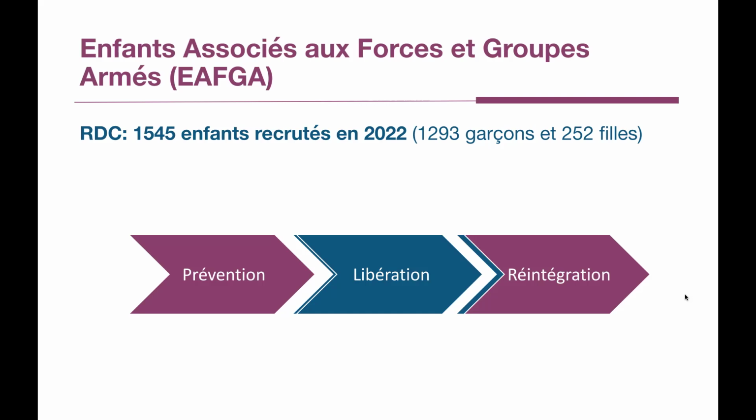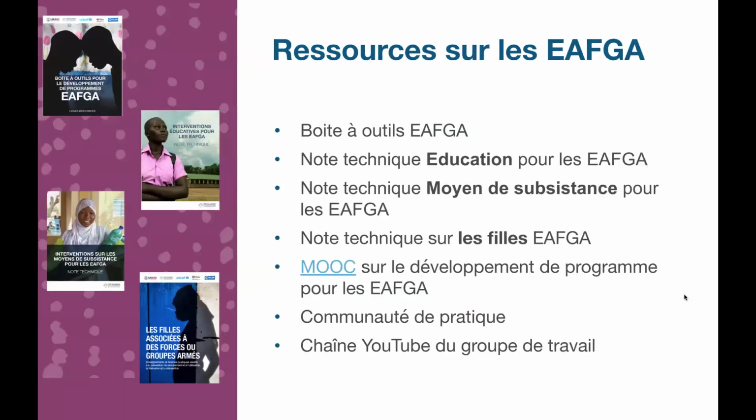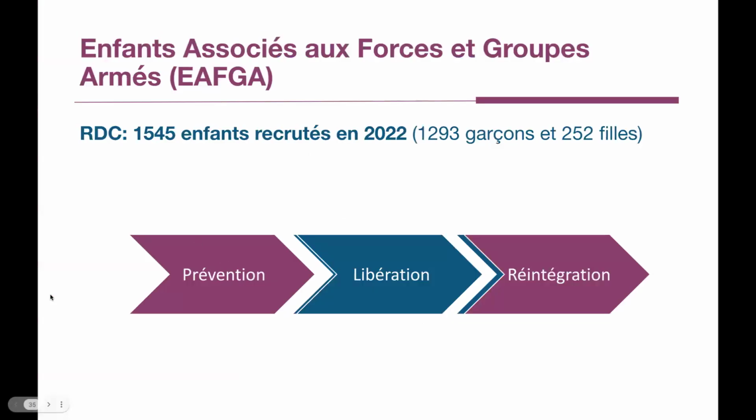Throughout the process, we are active in prevention and reintegration. I will give some examples. There is a strong link between education and the recruitment of children. Access to education is a prevention element, because we know that children who go to school are less likely to be recruited than those who are out of school.